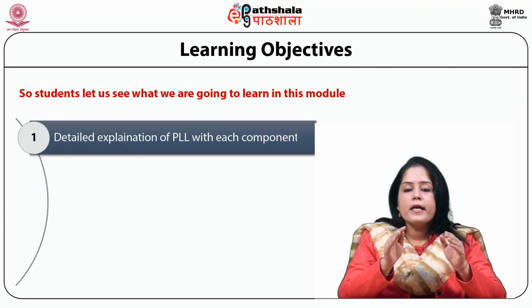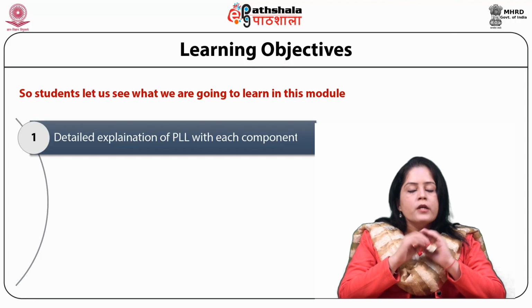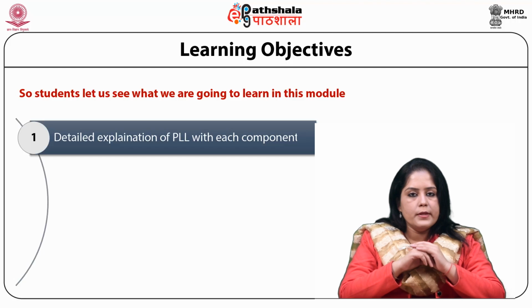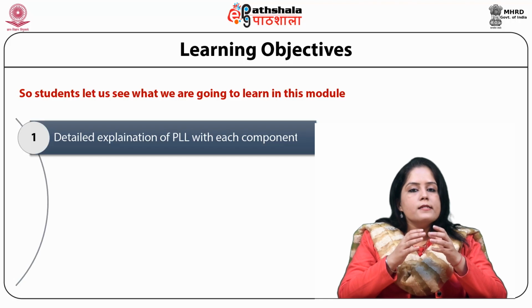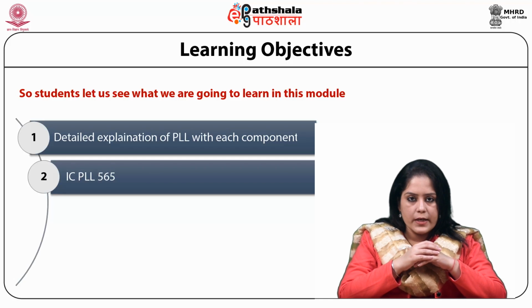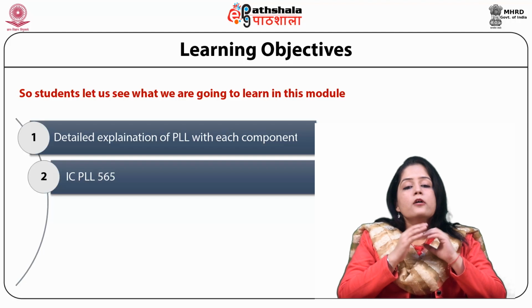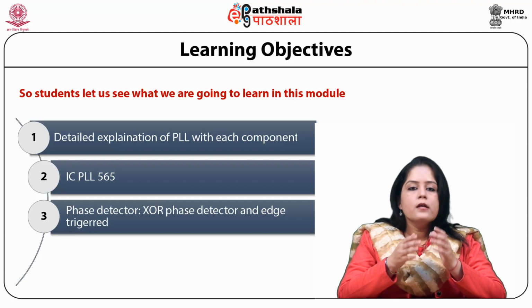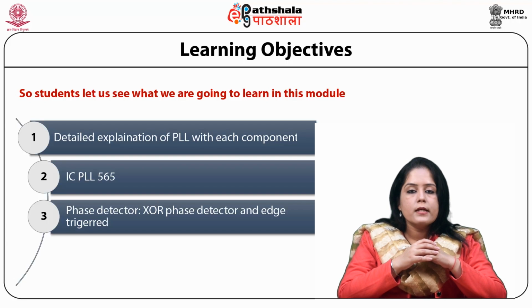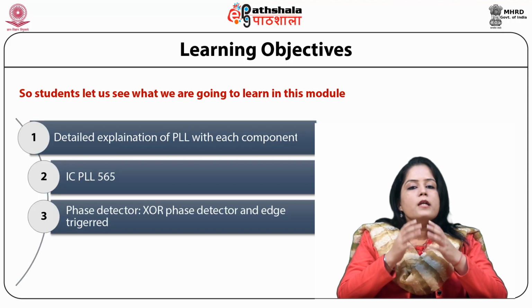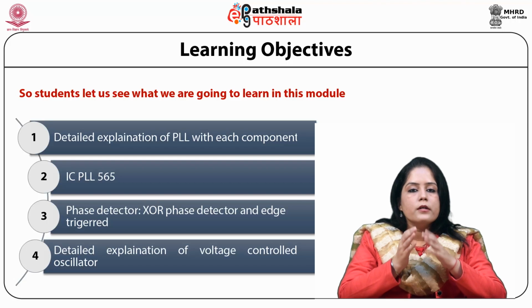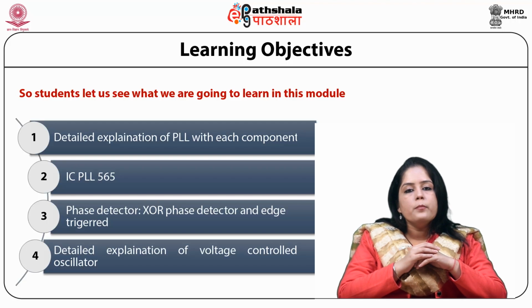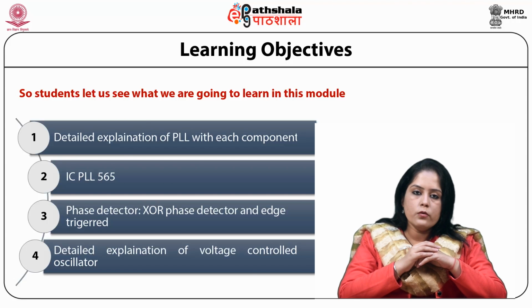First, a detailed explanation of PLL with each component will be discussed. Second, we will discuss the IC PLL 565. Third, phase detectors, that is the XOR phase detector and the edge triggered phase detector, will be discussed in this module. Lastly, a detailed explanation of the voltage controlled oscillator will be discussed.